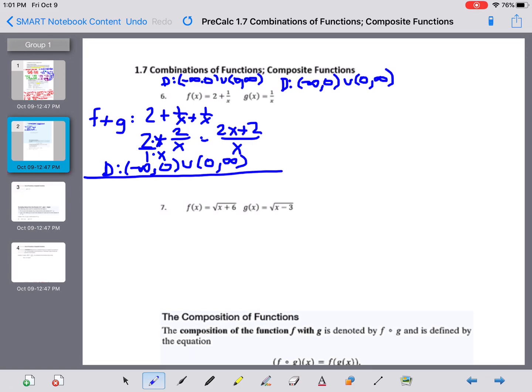I can tell I'm going to regret my space here real quick. Okay, f minus g. I get 2 plus 1 over x. I'm going to subtract 1 over x. This actually is nice. These go away, and I'm left with 2. Okay? Which is great. That's my answer.